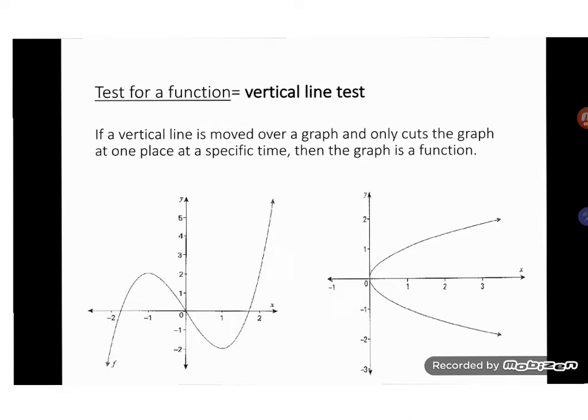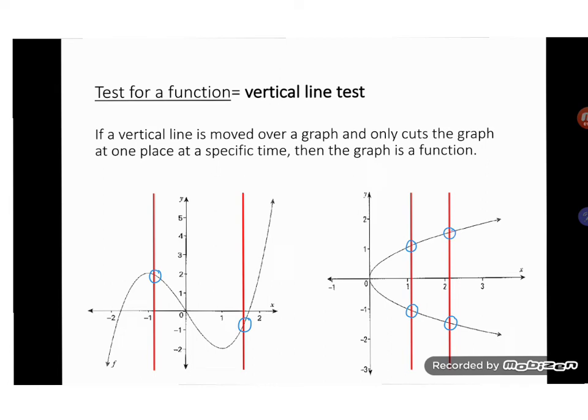So if we have a look at our first graph and we draw a vertical line, it is clear that it only touches the graph at one place at a time. Our second graph, however, can sometimes touch the graph more than once, and in this case, twice. So the first one is a function, but the second one is not a function.